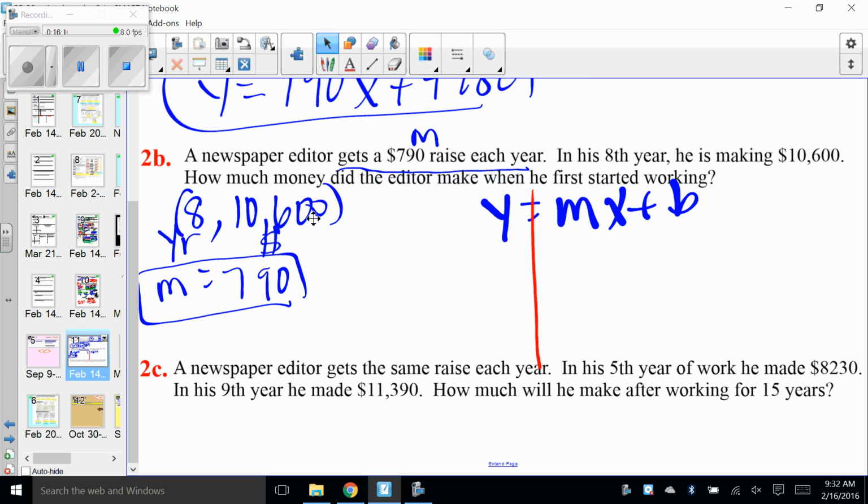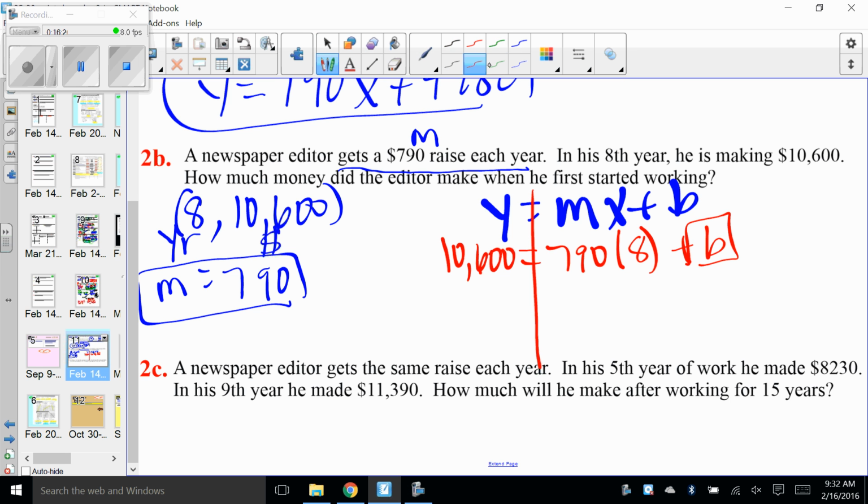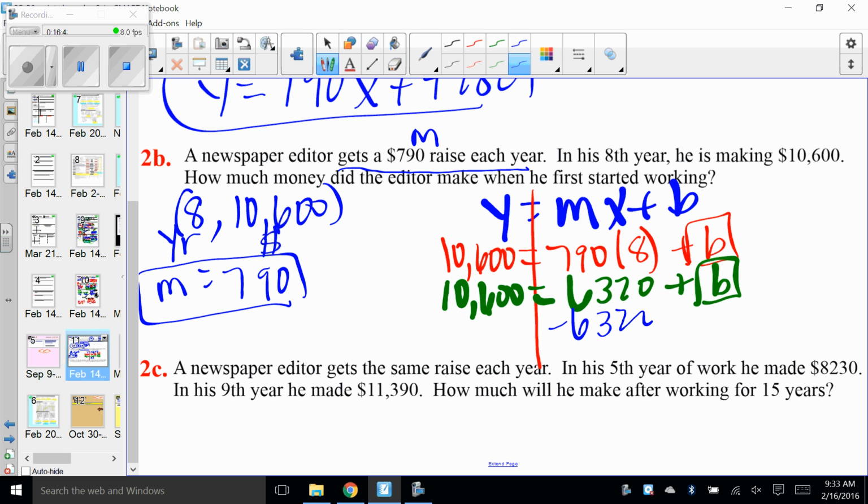Okay, so my y value is 10,600. My slope is 790. My x is 8. And my b is unknown. It's just a different way to do it than 1B above. Just a different formula still gets you the b. So we have 10,600 equals 790 multiplied by 8 is 6,320 plus b. Subtract 6,320. Copy paste.